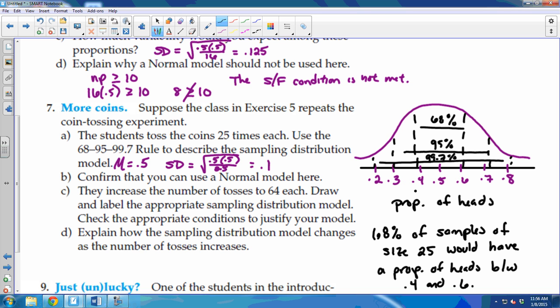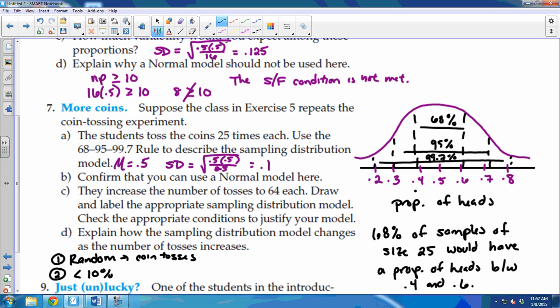Okay. Part B says confirm that you can use a normal model here. So you have 3 conditions we need to check. We have to write them out. One of them is what? Random. Are they random? Yeah, it's coin tosses, right? So we're going to assume those are random. It doesn't say otherwise. Each side is equally likely. What's another one?